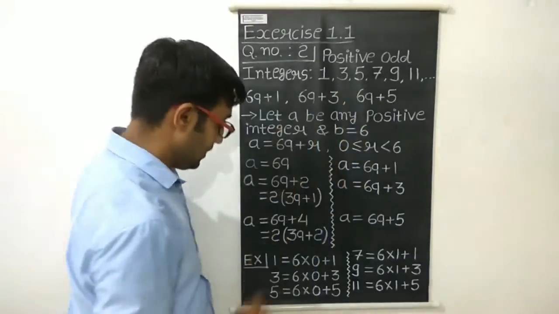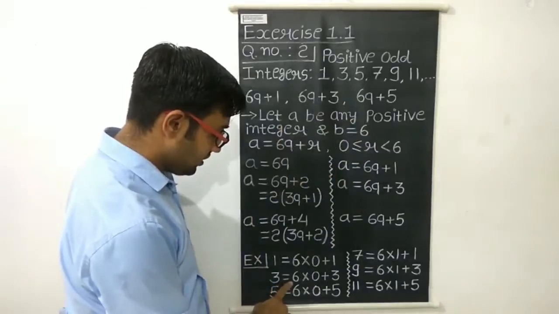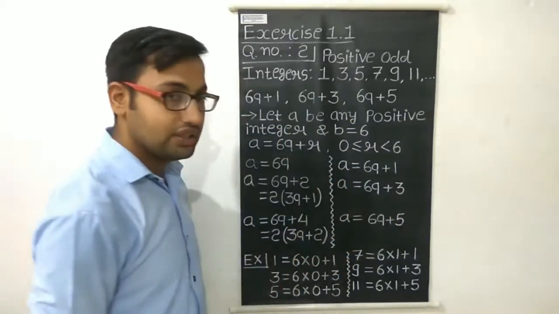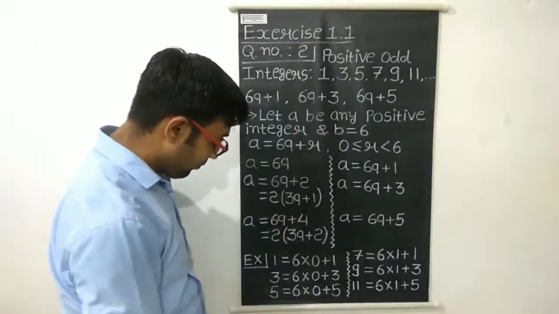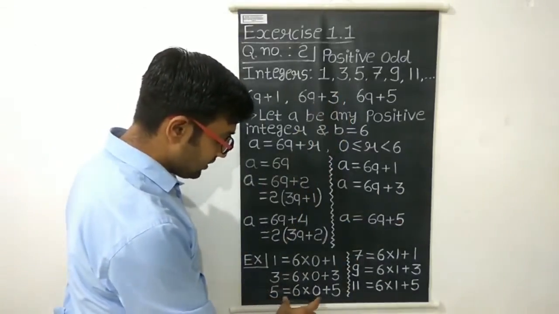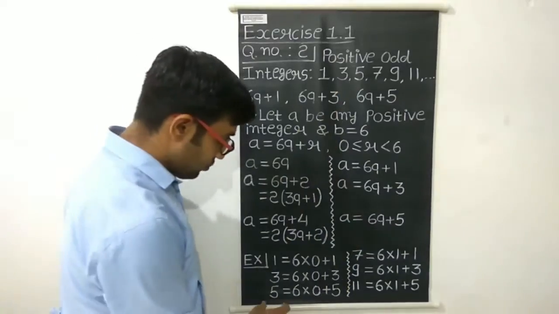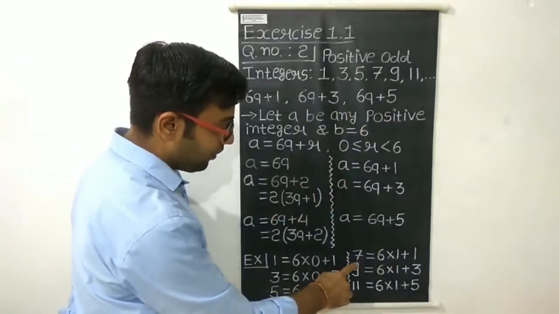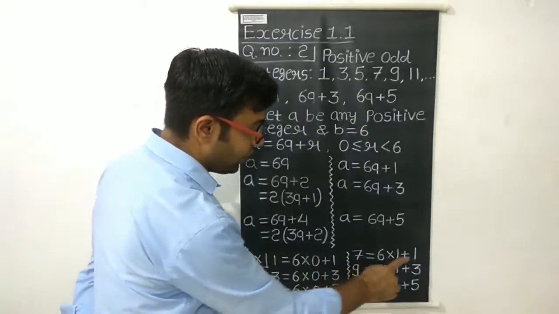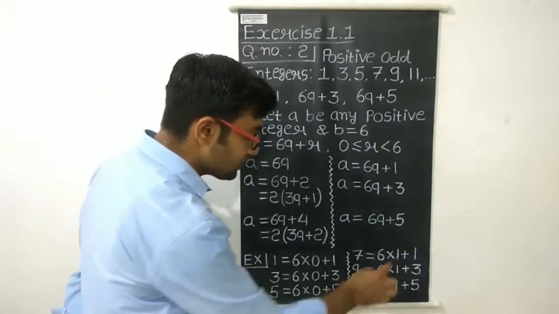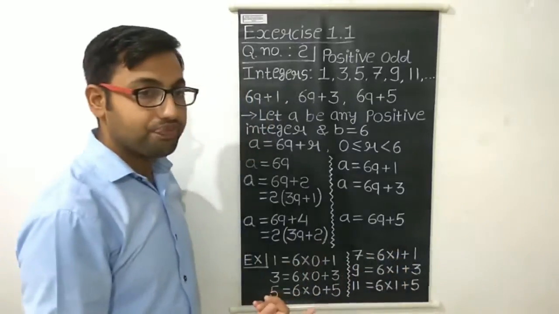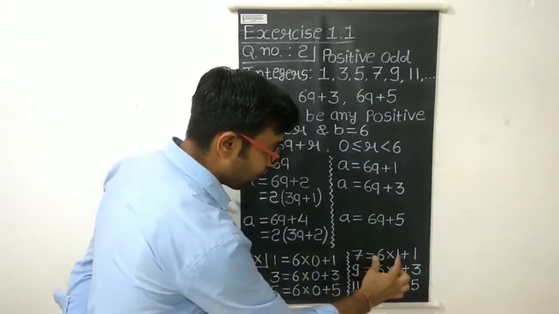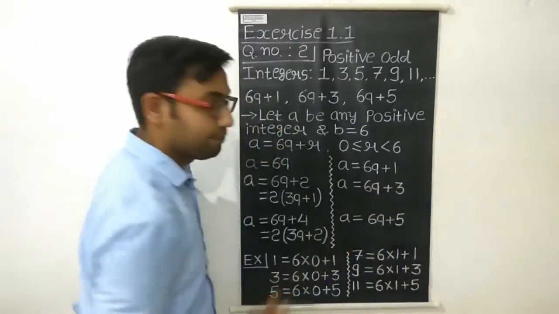Now we represent 3. We can represent 3 as 6 into 0 plus 3. Again this is in the form of 6q plus 3. Now we will represent 5. How can we represent 5? 6 into 0 plus 5. So this is in the form of 6q plus 5. Now we will represent 7. How can we represent 7? 6 into 1 plus 1. In this case, what is q? q is 1. It is again an integer. So we represent this 7 in the form of 6q plus 1.